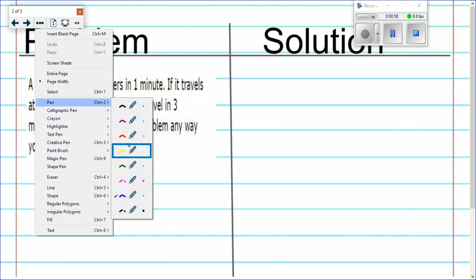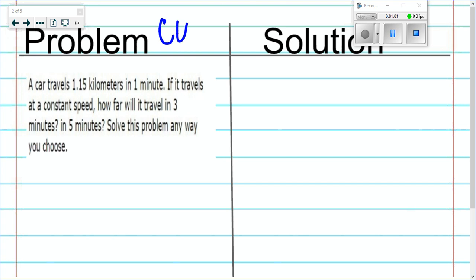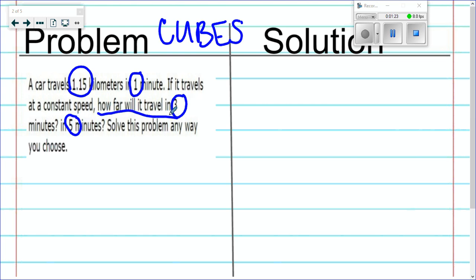Let's go ahead and get my pen working here. With cubes, we need to circle the important numbers. So our car is traveling at 1 and 1500 kilometers in 1 minute. The question, though, is asking us how far will it travel in 3 minutes and in 5 minutes. We need to underline that question, how far will it travel in 3 minutes and in 5 minutes. Important words are that we're looking at kilometers. We're looking at how far it will travel.